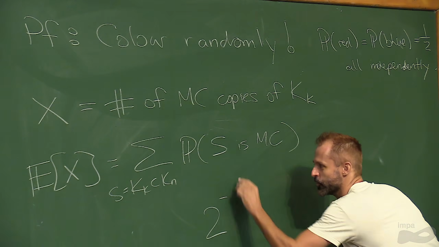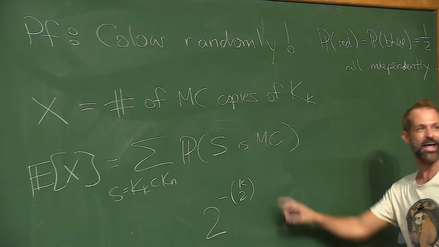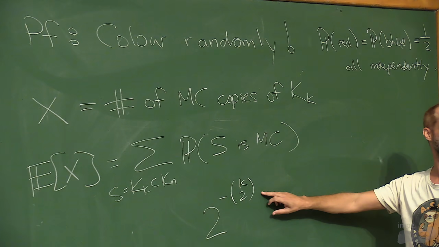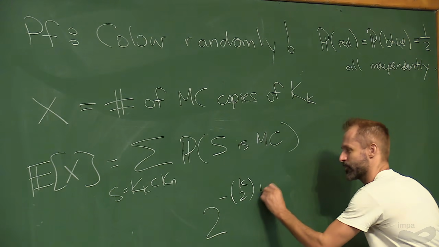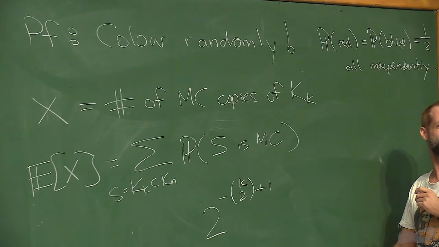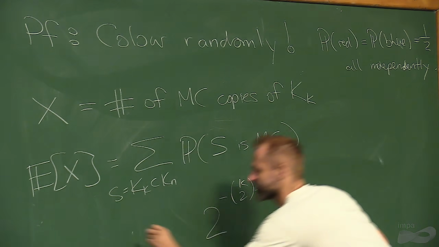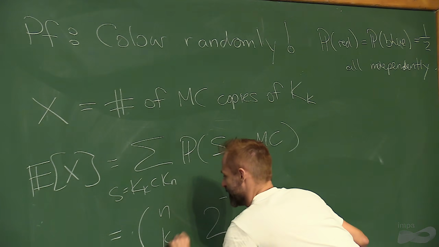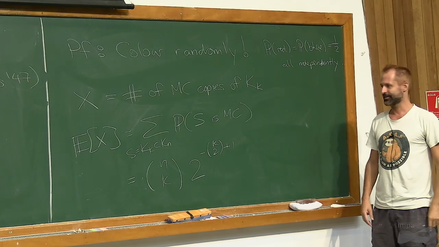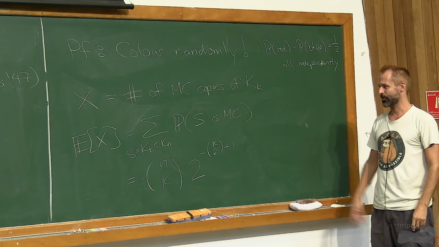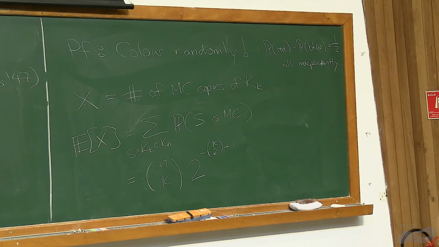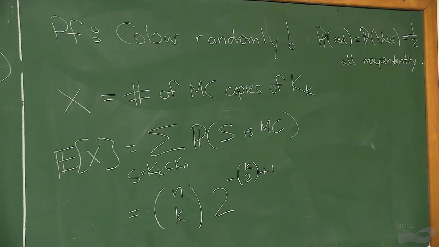K choose 2, right? Every edge has to be the same color. But plus 1, because they can be red or blue. And how many do we have? N choose k. Okay, but now it looks a bit scarier.